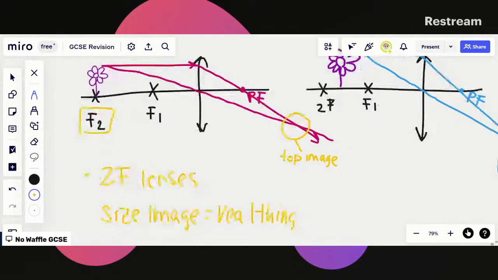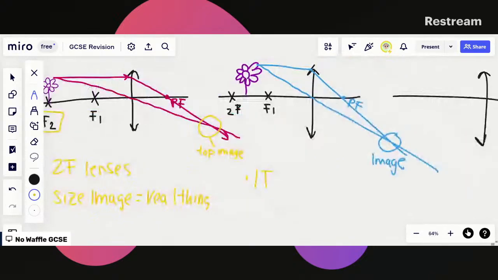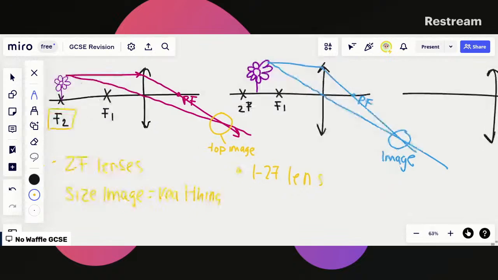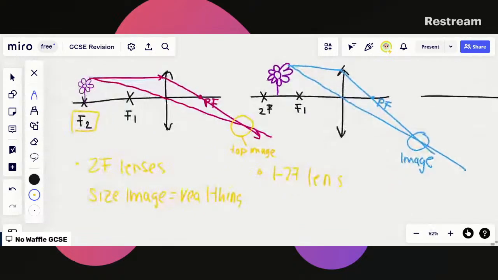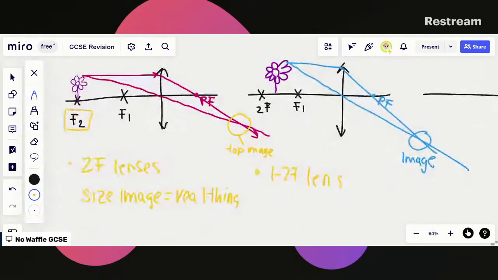But when we have something that's between 1 to 2 focal lengths away from us, then logically that means it's closer than the thing that was 2 focal lengths away. And that means that we'll actually get an image that's bigger than the real thing.